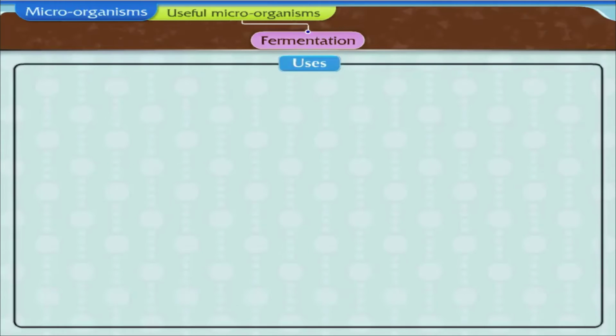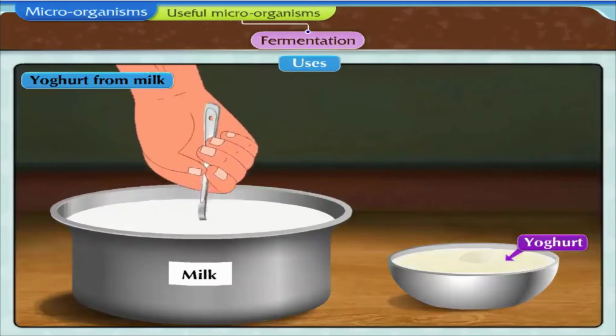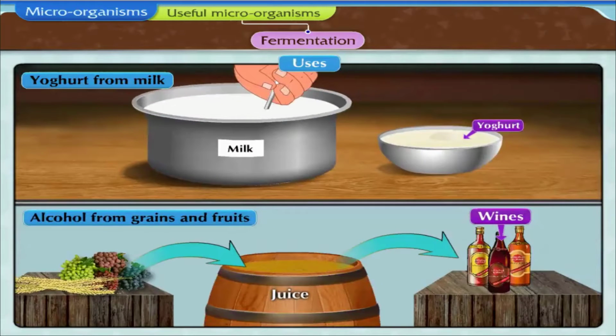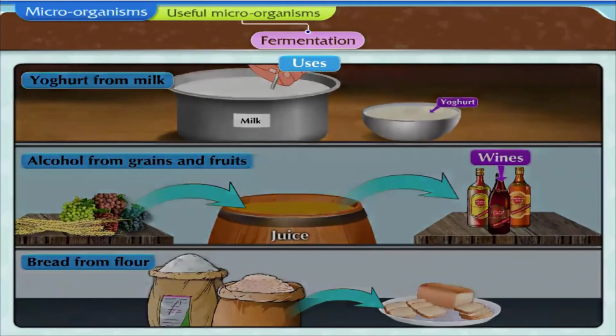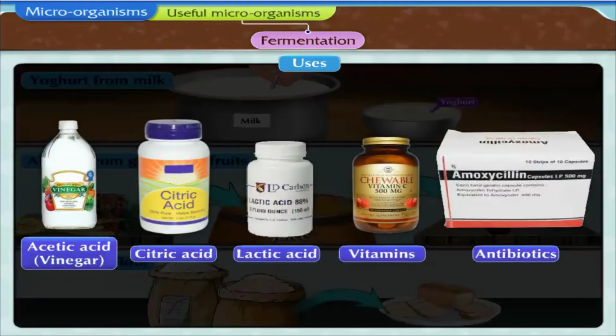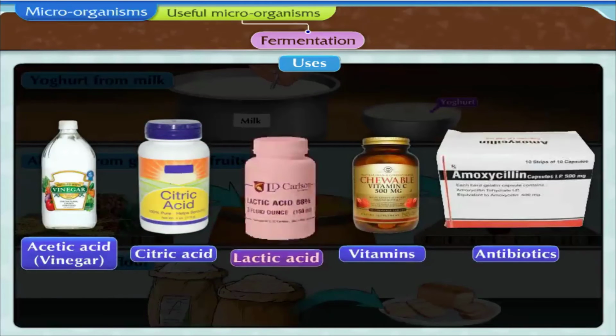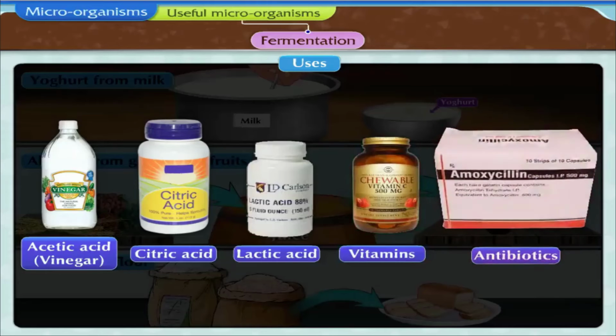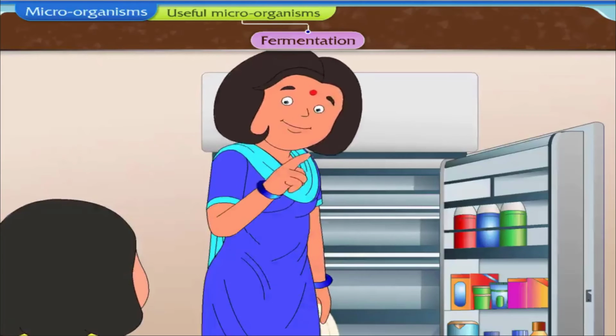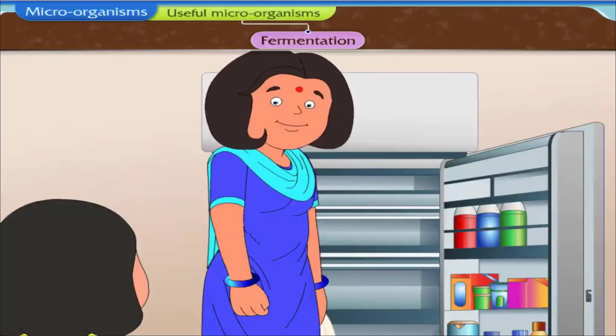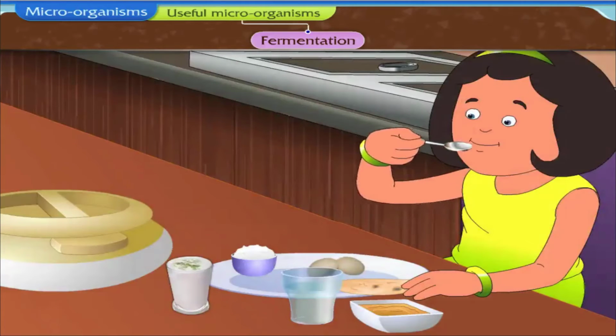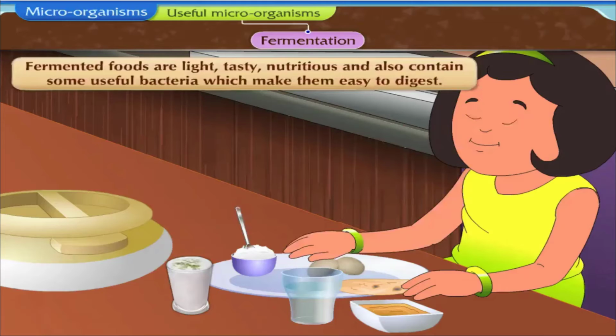The process of fermentation is used for making yogurt from milk, producing alcohol from grains and fruit, and bread from flour, as well as in the production of some useful products such as acetic acid, citric acid, lactic acid, vitamins, antibiotics, etc. Her mother also advised Neha that she should eat preparations like yogurt, idli and dosa more often because these are light, tasty, nutritious and also contain some useful bacteria which make them easy to digest.